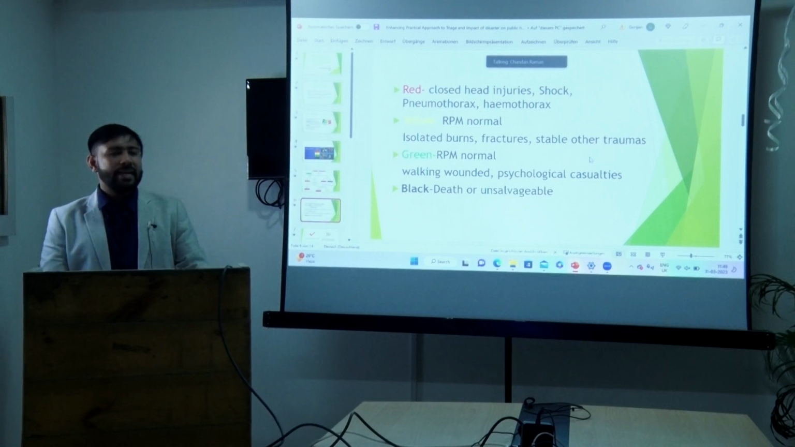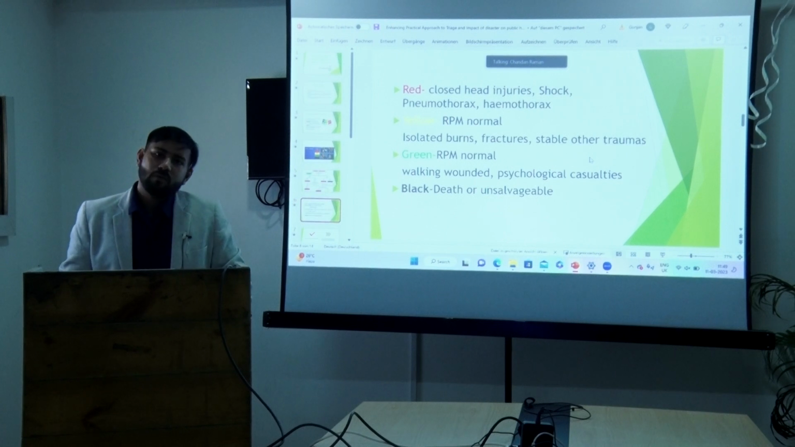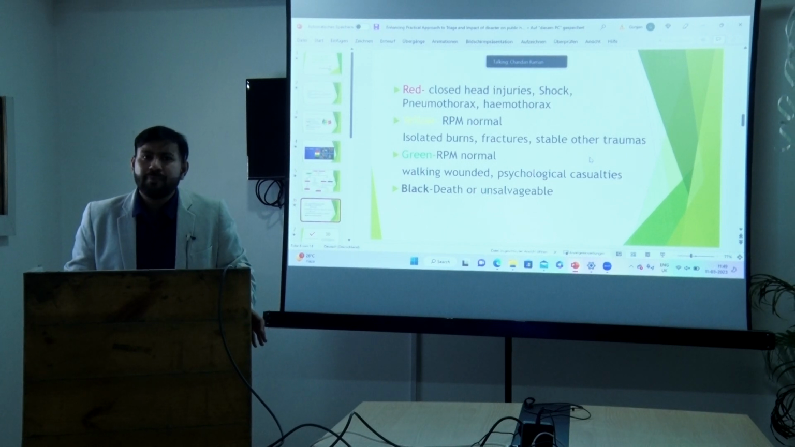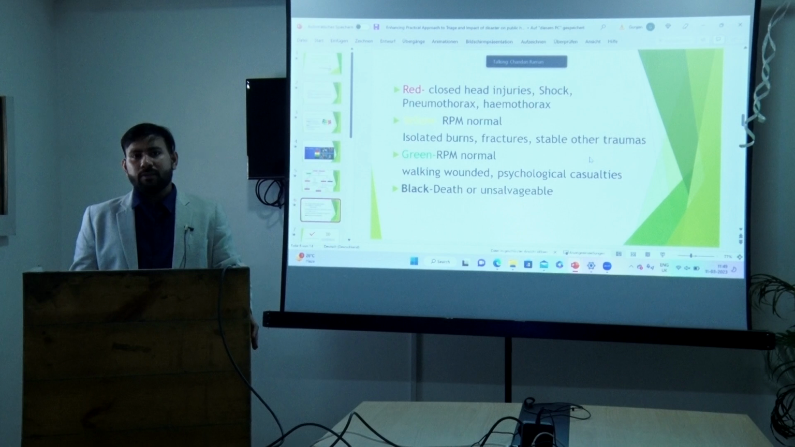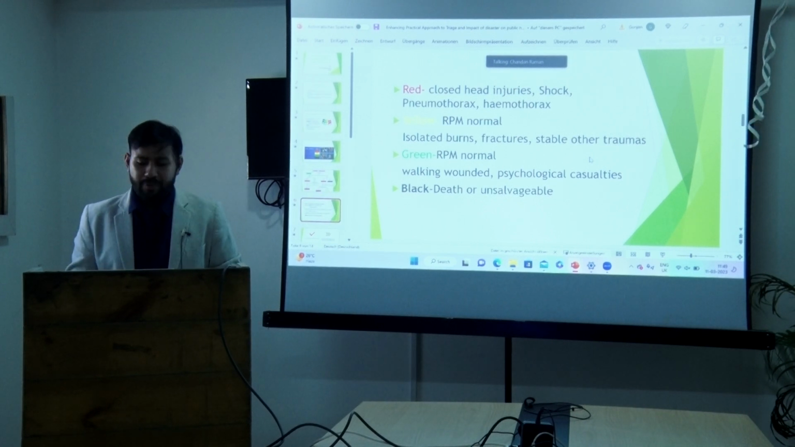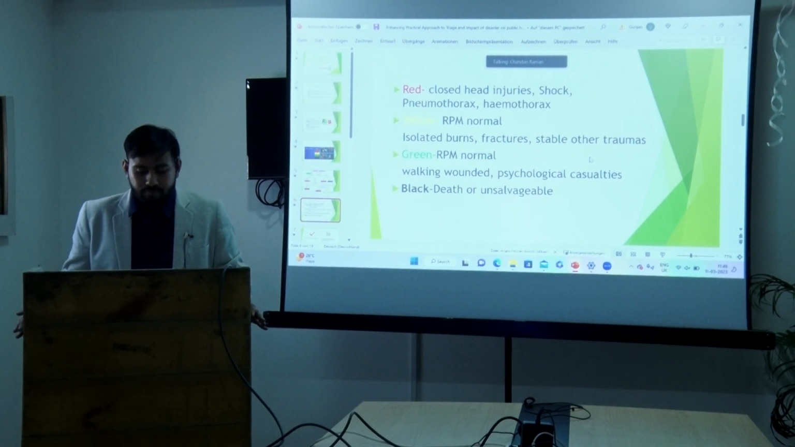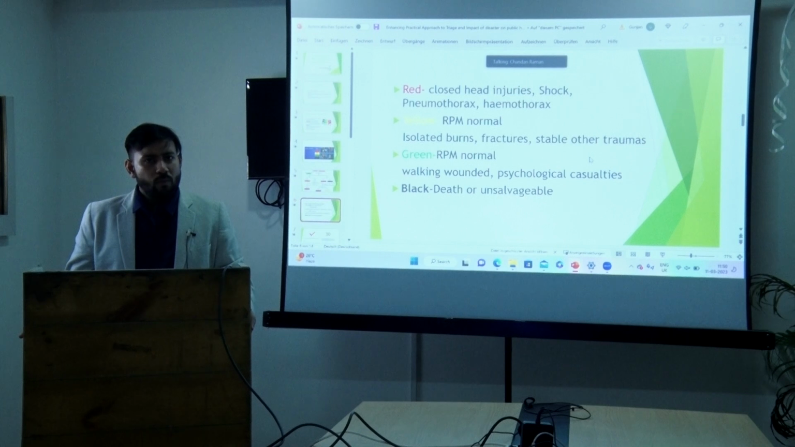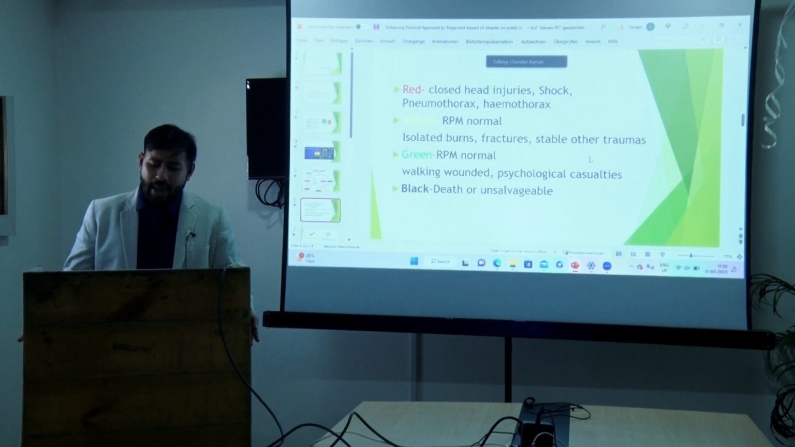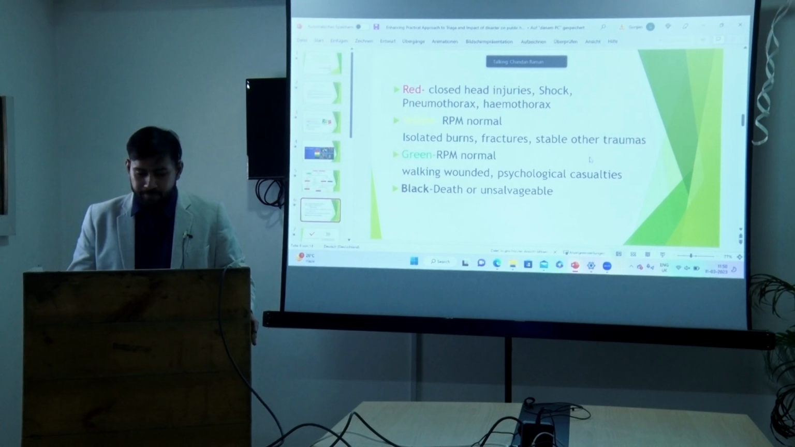Okay, so the green tag, as we have seen, is given to the patient whose respiration, perfusion and mental status are again normal, but we can see them walking around. Like I have been told, these are ambulatory patients, but they have just got some physiological casualties. Black, we know to whom we have to give the black tag. Black tag is given to the persons who are dead and unsalvageable.